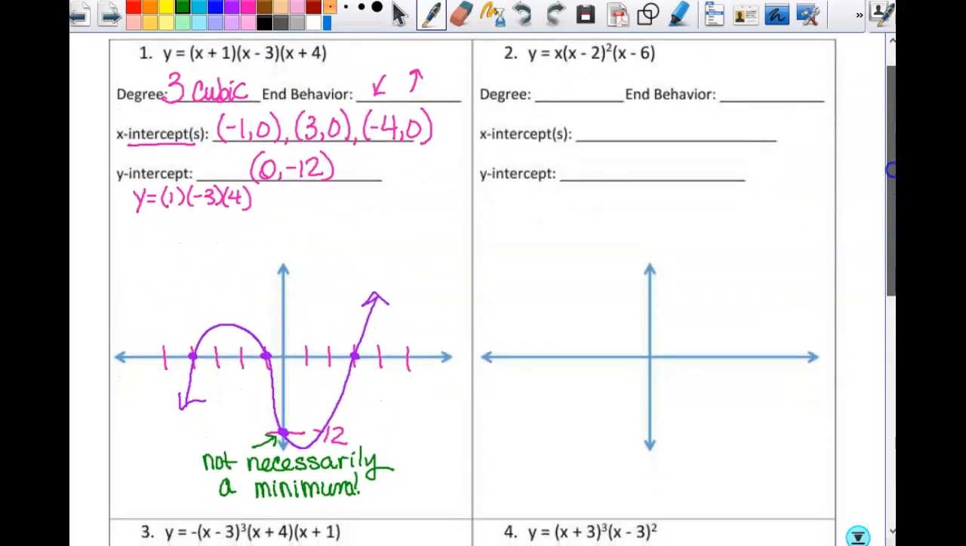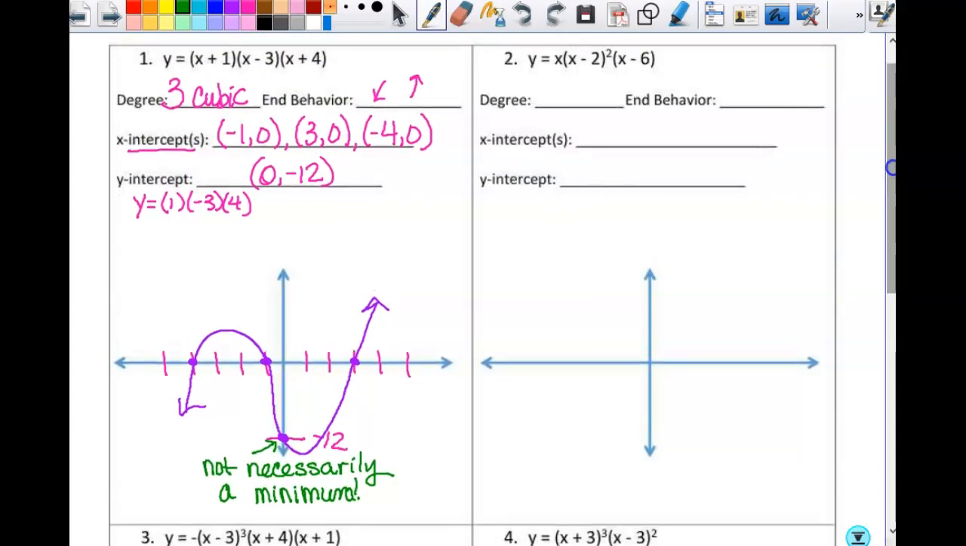So here, what would you say the degree is? 4, so quartic, yes. So we have 1, 2, 3, 4. So this is 4, and it makes it a quartic. So it's a quartic, and it has a positive leading coefficient, so my end behavior is what? Up, up. Good, just like a quadratic.